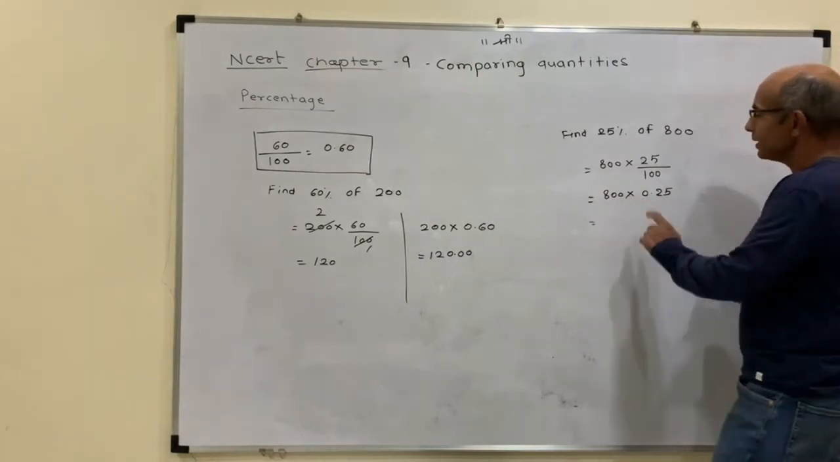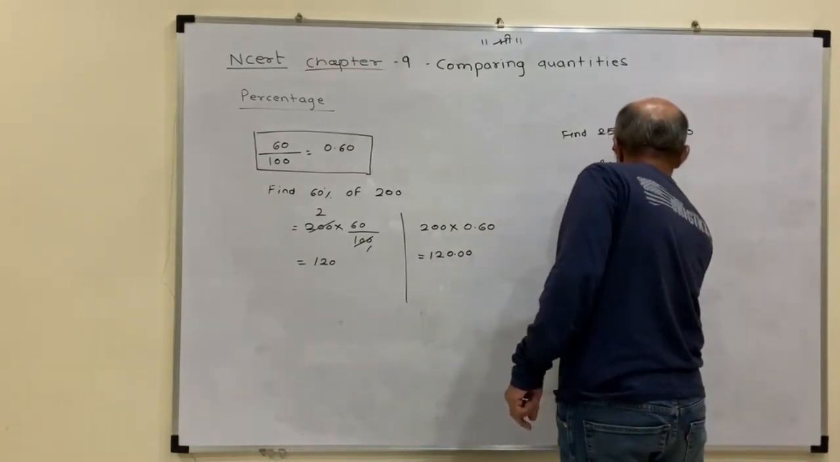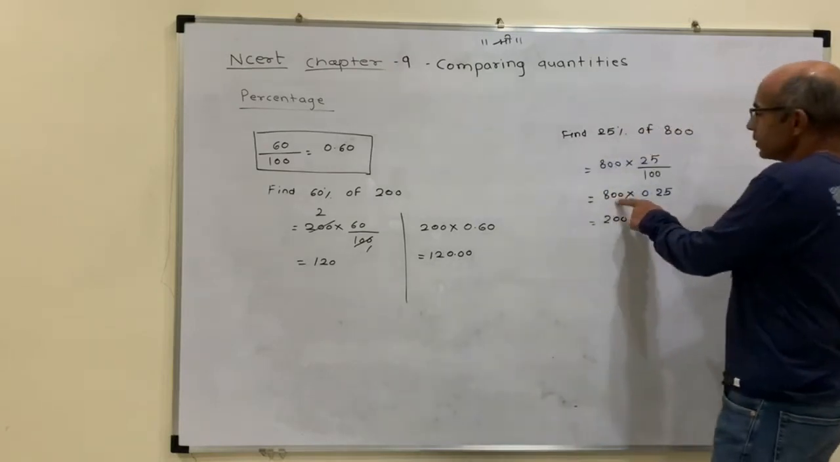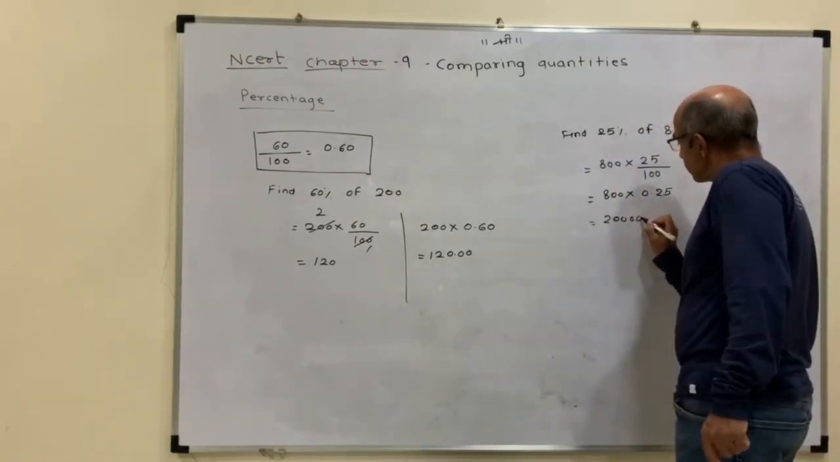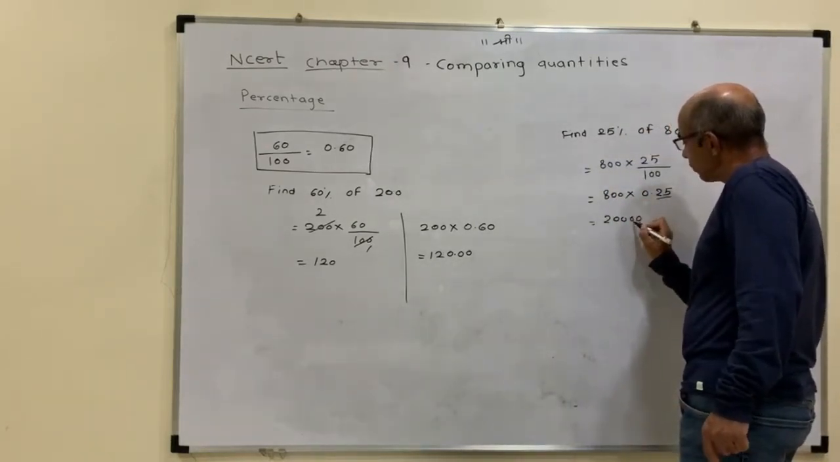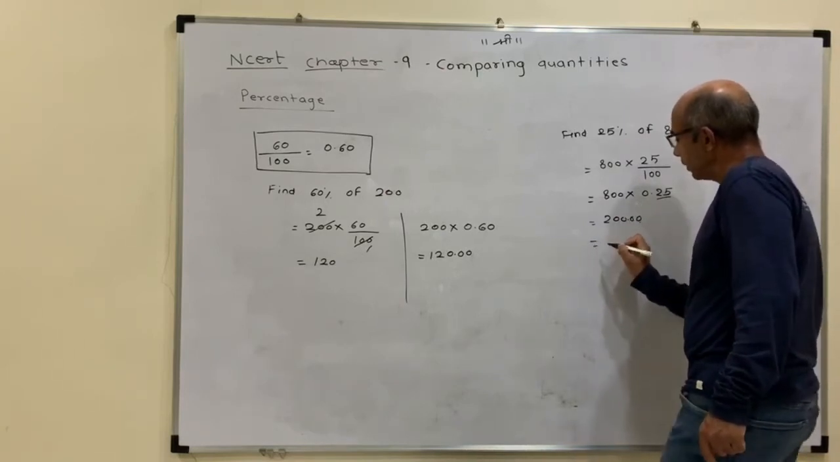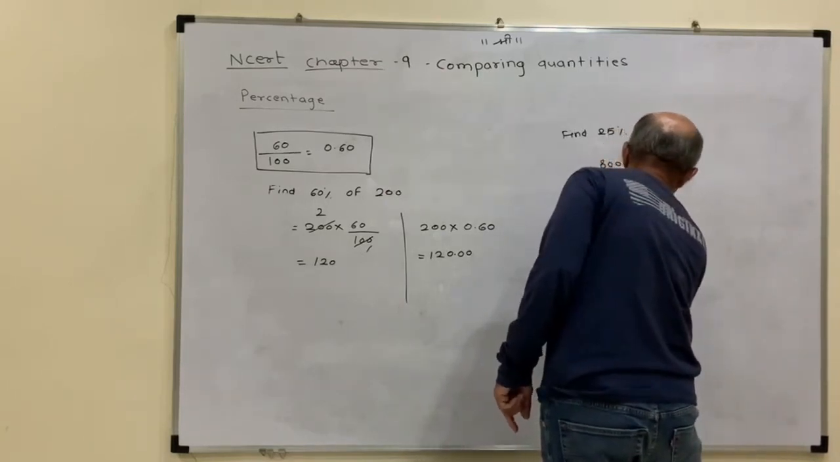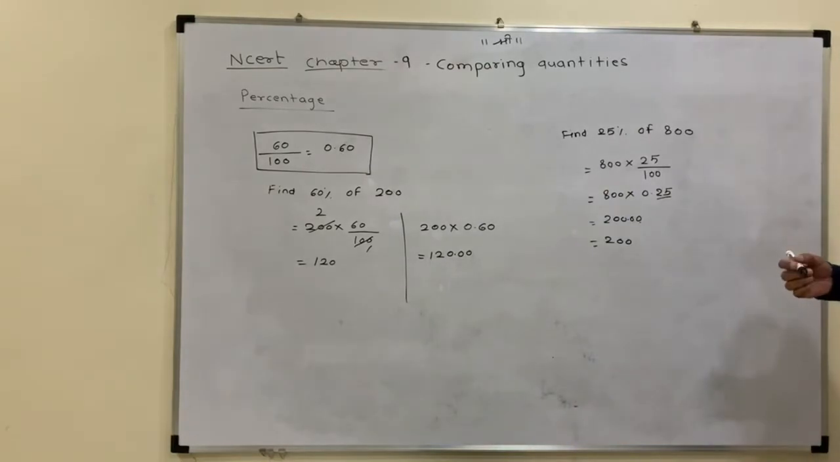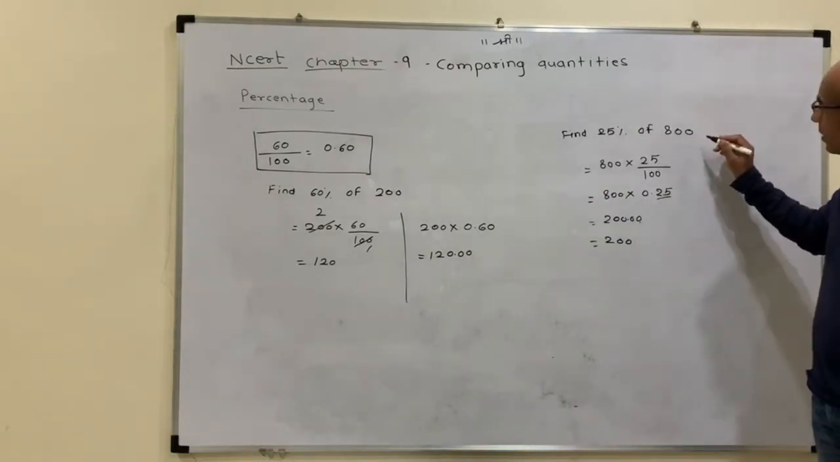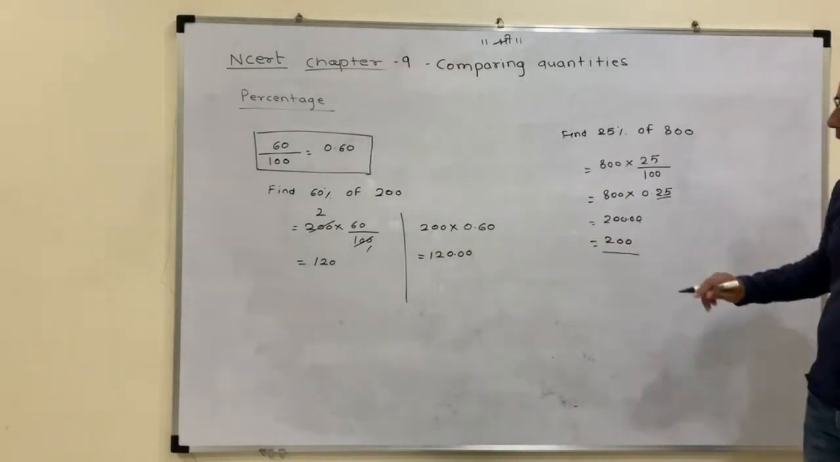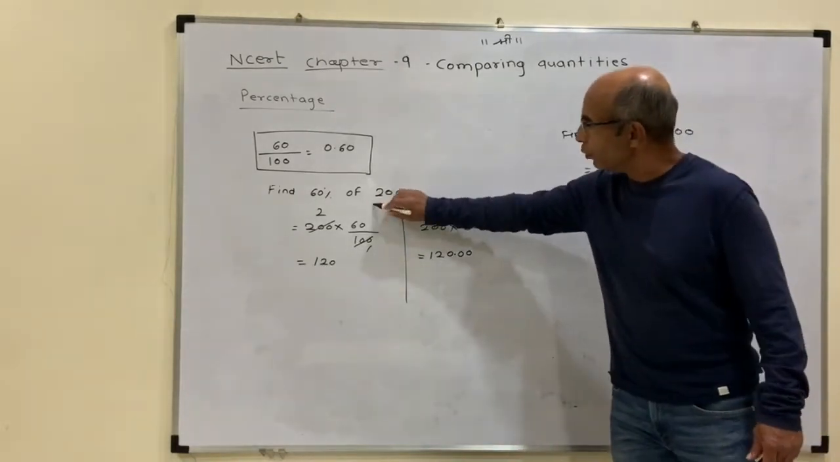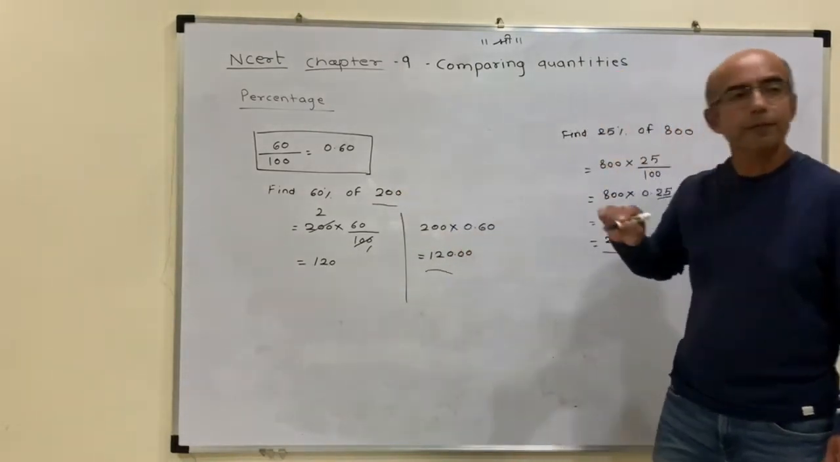So 25 eights are 200. This 800, 0 0, I put it, 2 decimal places. So it comes out to be 200. So 25% of 800 is 200, and 60% of 200 is 120.